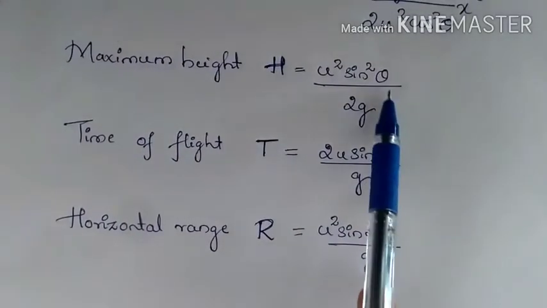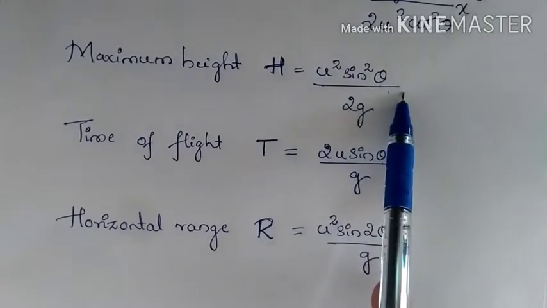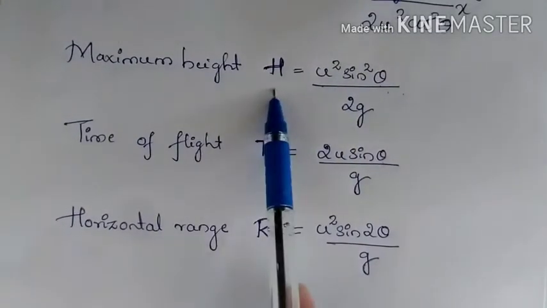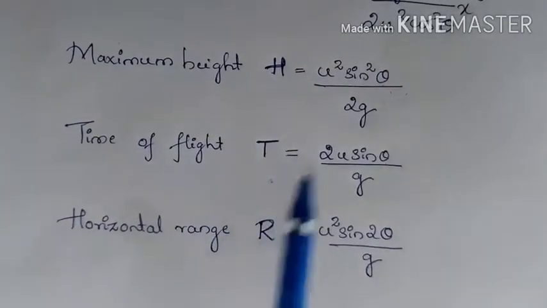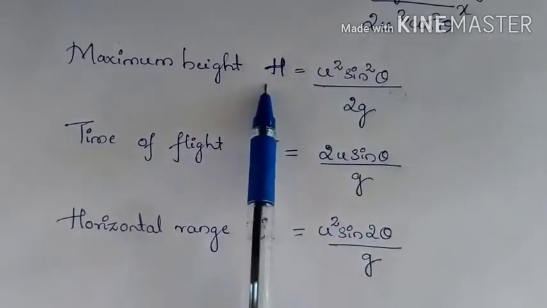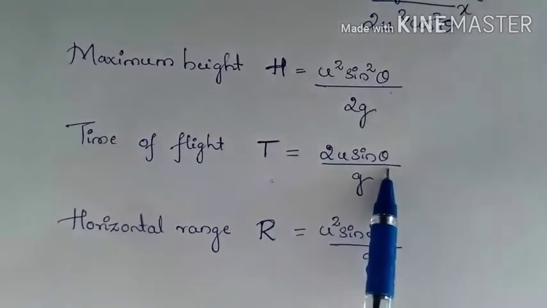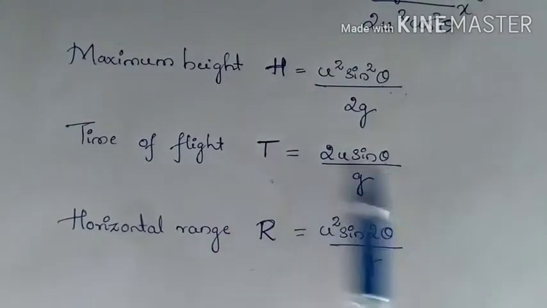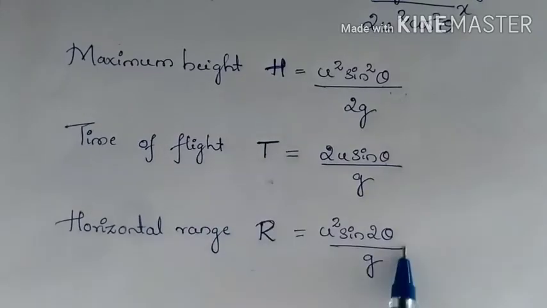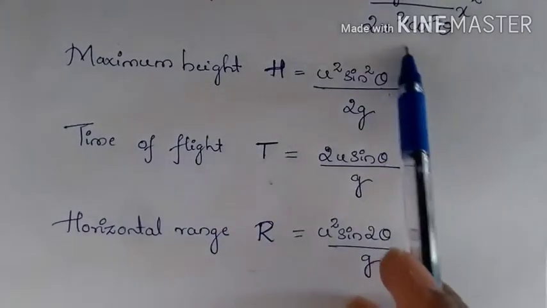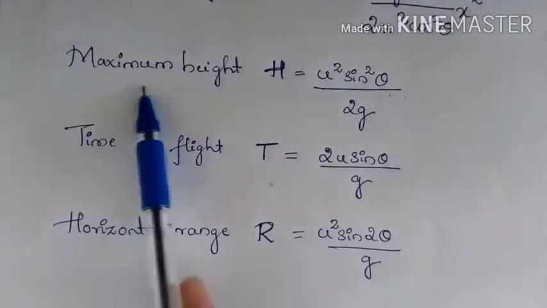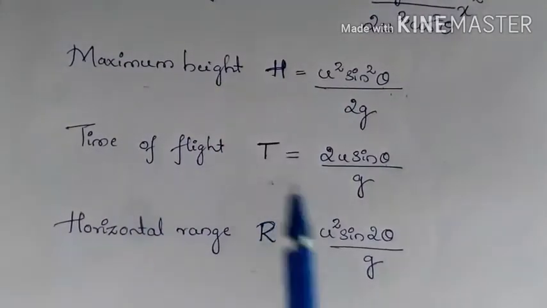Try to understand the derivation and the physical meaning of all these formulas. Also try to change theta and observe what will be the variation in the three physical quantities. If theta is 30 degrees, then what will be the height? If theta is 60 degrees, then what will be the time of flight? If theta is 90 degrees, then what will be the horizontal range? So try to change theta and find h, T, R.